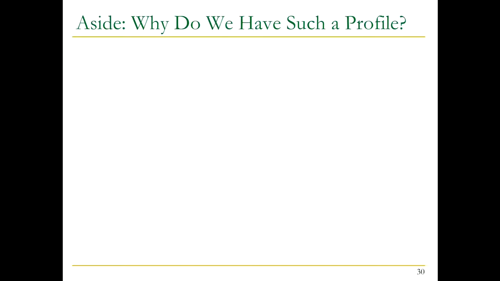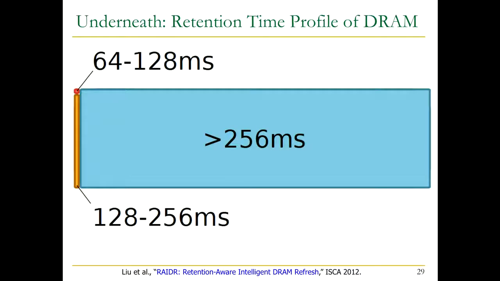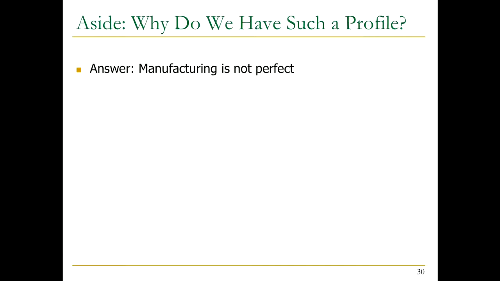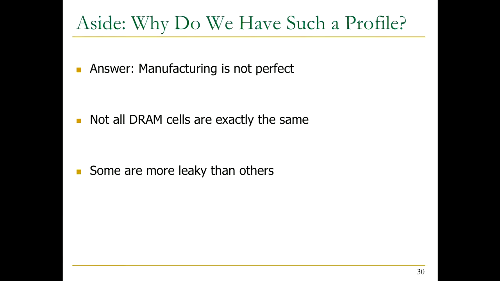I'd like to give you this aside, because you always want to understand what's going on underneath. Let's go down one more abstraction level. Why do we see this phenomenon? This is basically heterogeneity in the data retention time of DRAM. Basically, manufacturing is not perfect. Not all DRAM cells are exactly the same. Some are more leaky than others, it turns out. Some are really small, some are really large. Small ones leak a lot. Or maybe the wiring is not good in one of the DRAM cells because manufacturing is not perfect. As a result, it leaks much faster, right? And this is called manufacturing process variation. Basically, there's a variation across the chip in terms of the process. As a result, you get these different cells.